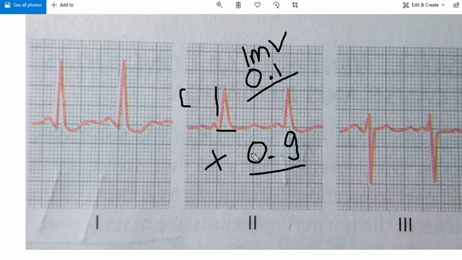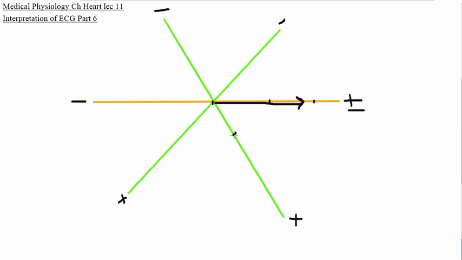Now we are going to draw this on the axis of lead 2. If this is 1 millivolt and this is the axis of lead 2, and you must know that we have obtained a positive deflection of 0.9 millivolt. So we will draw our resultant vector on lead 2 approximately here. This is the 0 point that covers the distance of 0.9 millivolt.